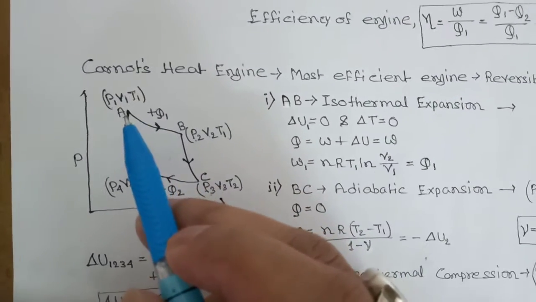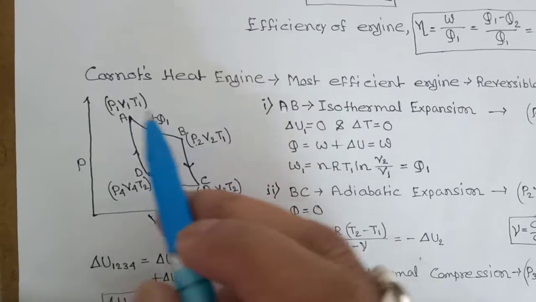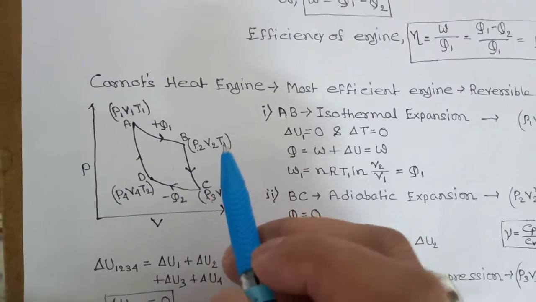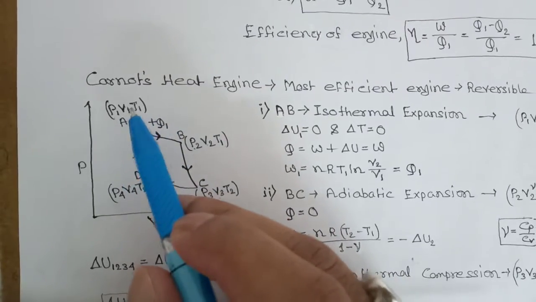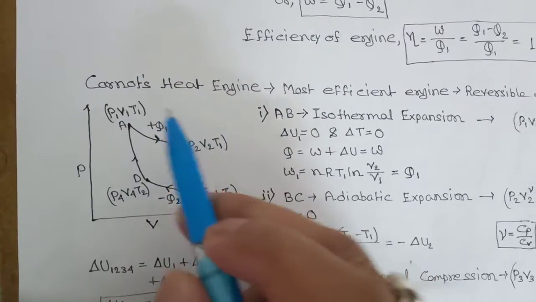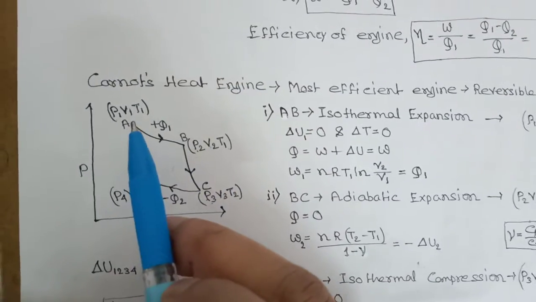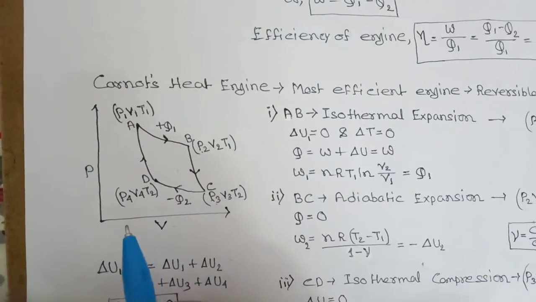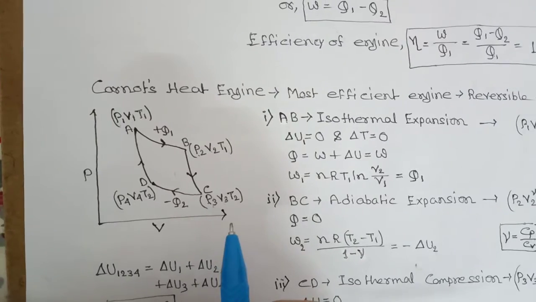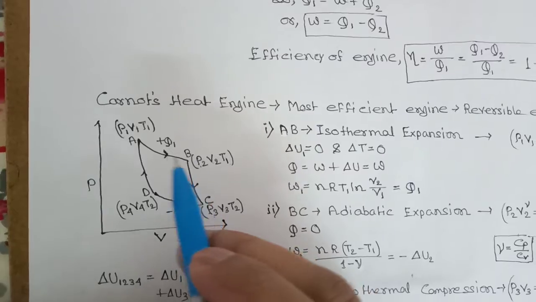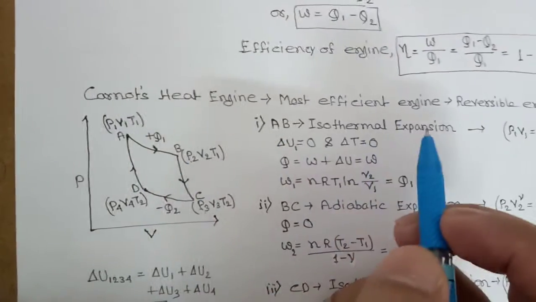Here state A is changing to state B: P1, V1 and T1 change to P2, V2 and T1. So pressure and volume are changing, but temperature is constant. So this process is called an isothermal process. And here, volume is increasing in this way, and volume will be decreasing in this way. So this process is isothermal expansion.